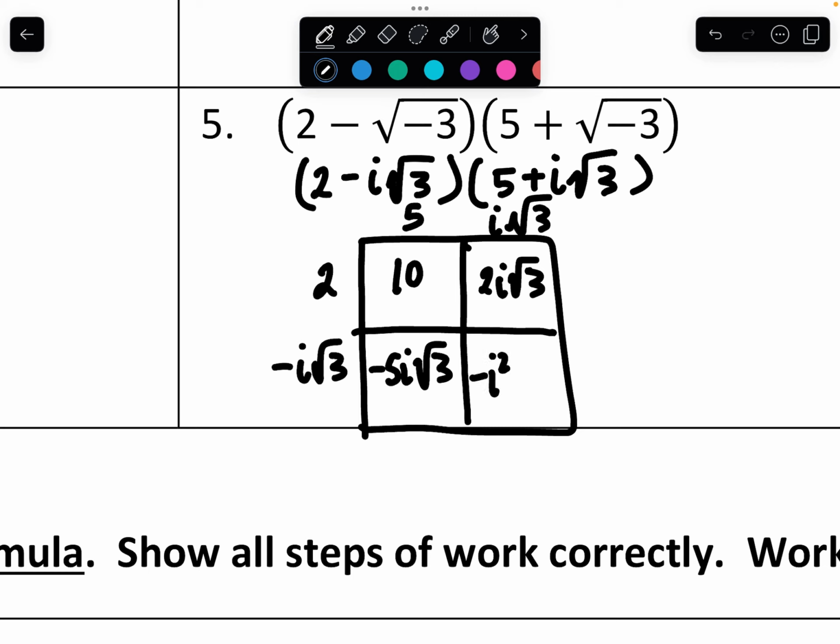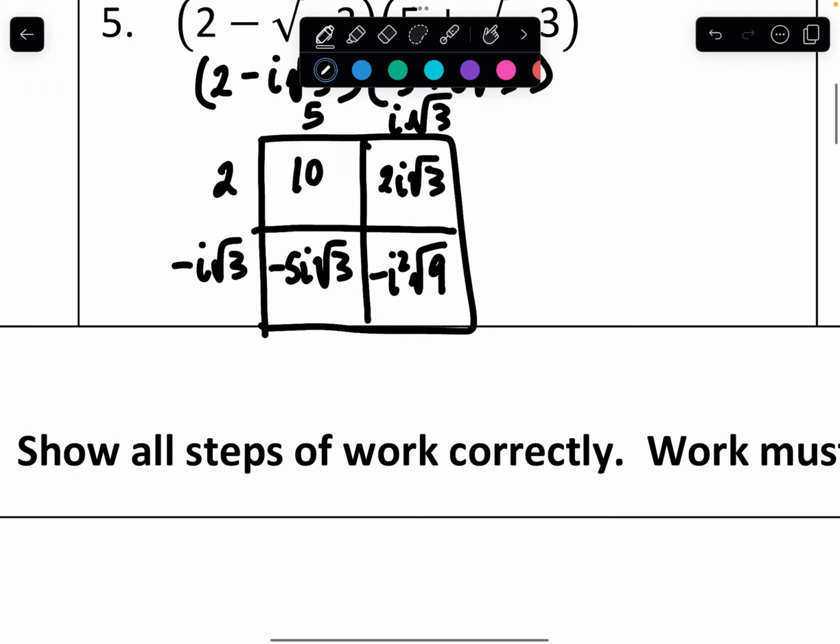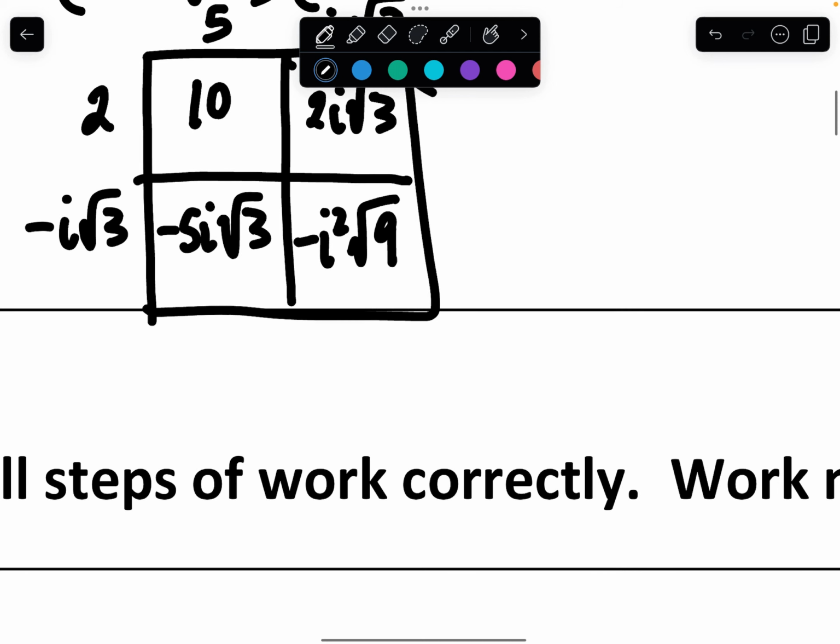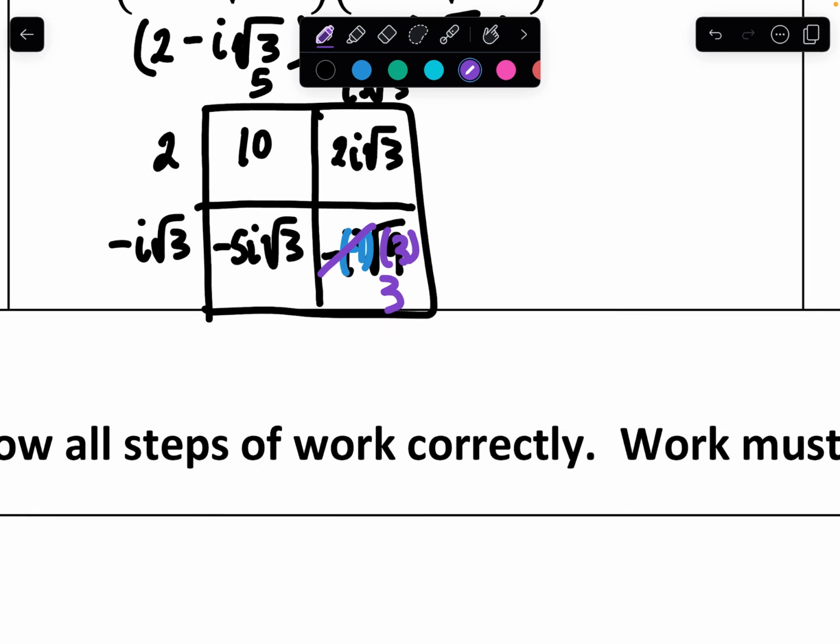Root 3 times root 3 is root 9. And so this last box, i squared is the same as -1. Square root of 9 is the same as 3. And so I have -1 times -3, which cancels to a +3. And so this last box simplifies all the way to a 3.